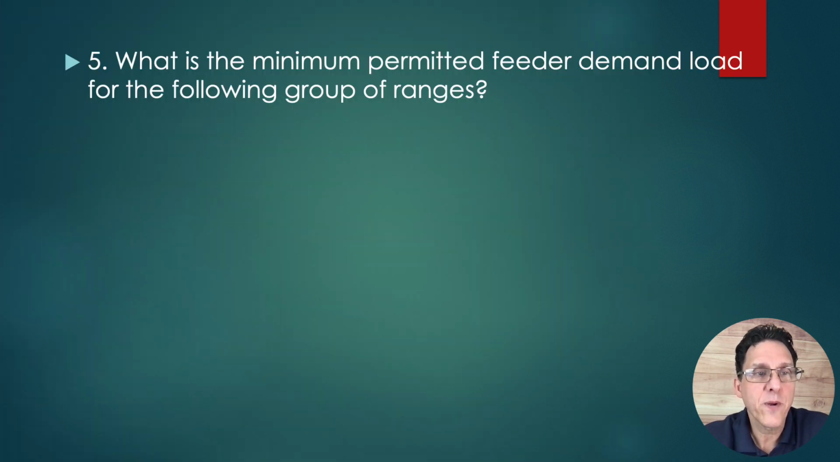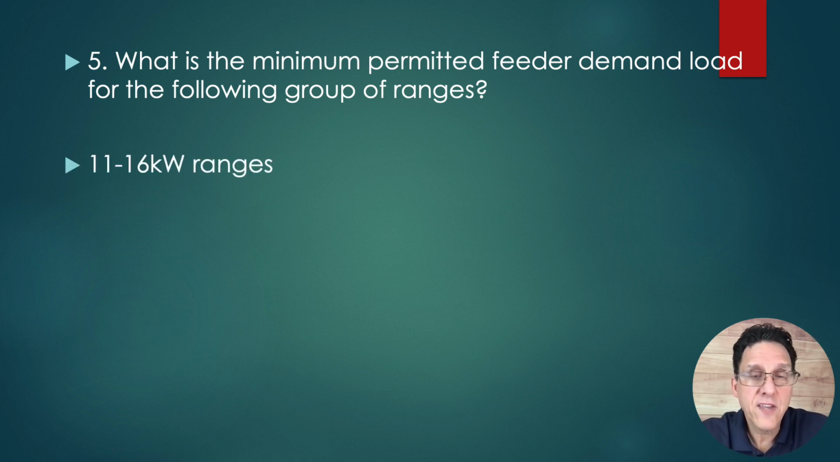All right, let's take a look at another one. What's the maximum permitted feeder or service demand load, right? The graphics all say feeder, but it doesn't matter if it's a feeder or service, right? You can use this method for feeders or services. In this case, we have 16 kW ranges. We have 11 of them. So we have a group of 11 ranges, each rated 16 kW, right?